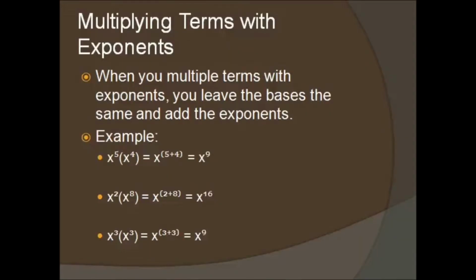What? No! Ugh. When you multiply terms with exponents, you leave the bases the same and add the exponents. For example, x to the 5th times x to the 4th, our base would still be an x, and our exponent would be 5 plus 4, so it would be a 9. We'd have x to the 9th. X squared times x to the 8th, the base would still be an x, and we would end up with an exponent of 10. X to the 3rd times x to the 3rd, we would end up with x to the 6th.